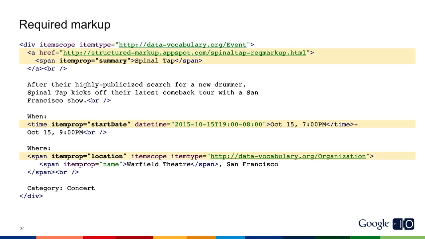Let's take a look at the nested one down here at the bottom. You'll notice that I have, next to the item prop location, another item scope and item type. Since it's nested, we're going to add another entity inside that parent entity. So it'll need an item scope and an item type to indicate it. In this case, we're going to list an organization as the location of this event. And of course, it has an item prop. I've just added one, the name. That's required.